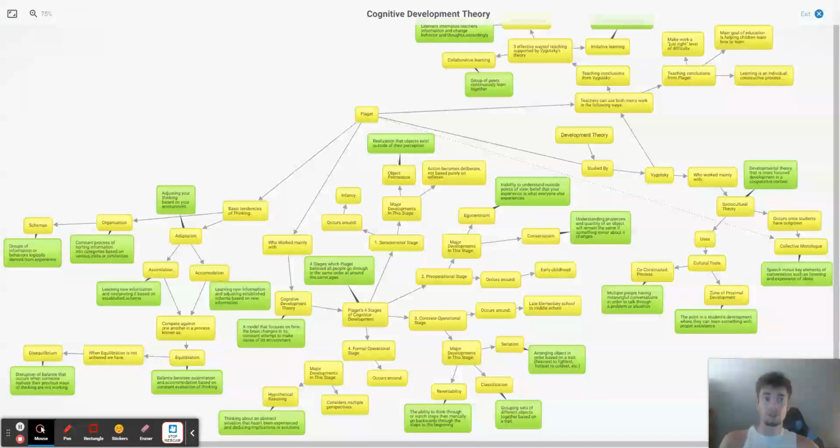He also concluded that learning is an individual constructive process. So, big takeaways from that: everyone learns in different ways, and everyone learns based on what they've already learned. They have their pre-existing schemas, and you need to build on them, not just give them information that may or may not fit in with the existing schemas they hold, because that won't get you anywhere.